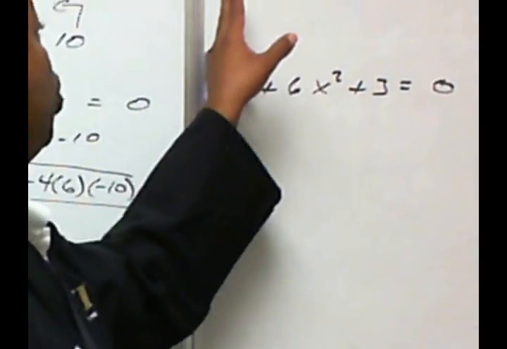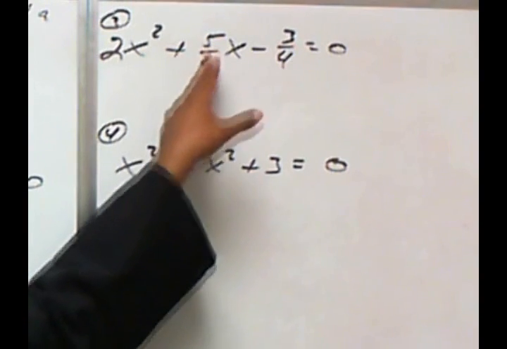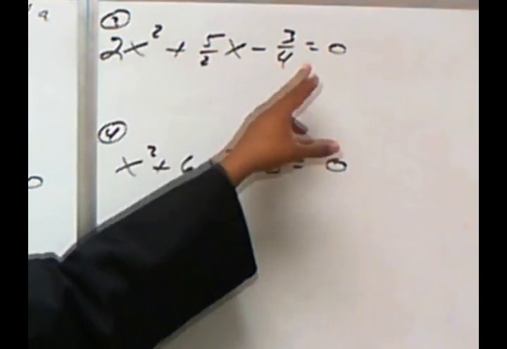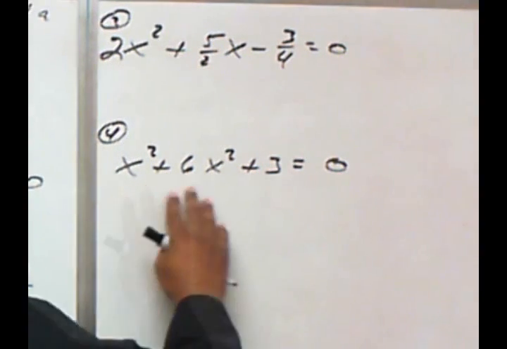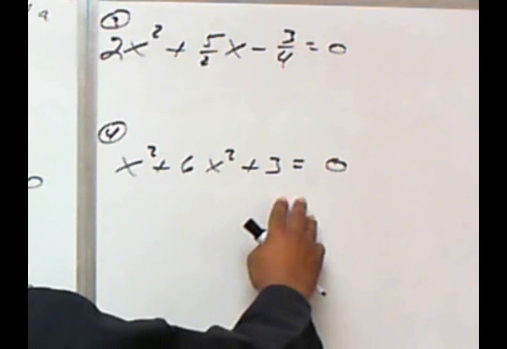Number 3, which is 2x squared plus 5/2 x minus 3/4 equals 0. I'll leave this to the student to solve using the quadratic formula. Number 4 we will solve, and this is in the form that we need.